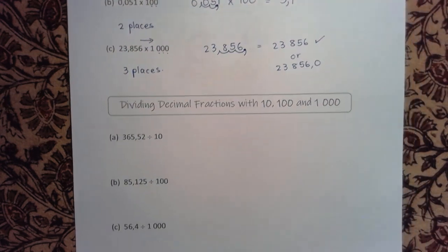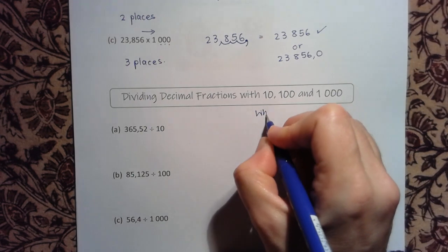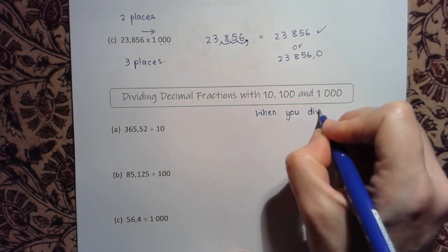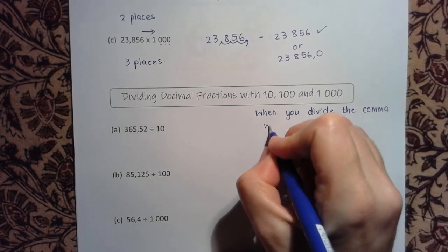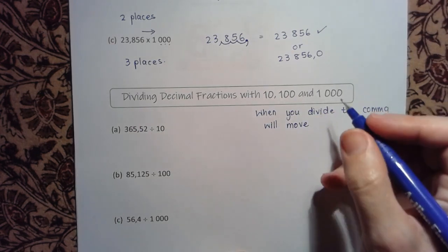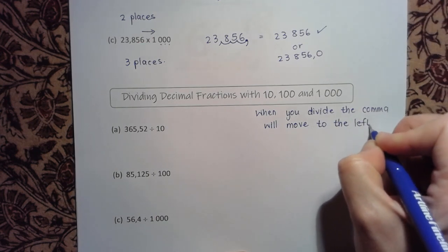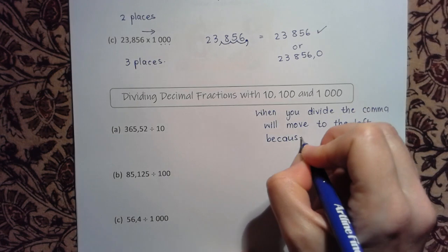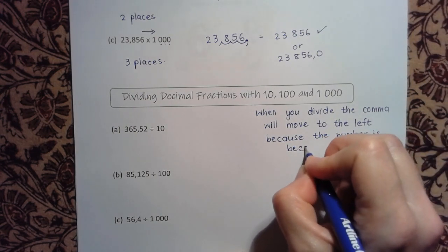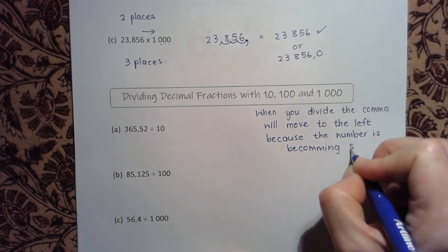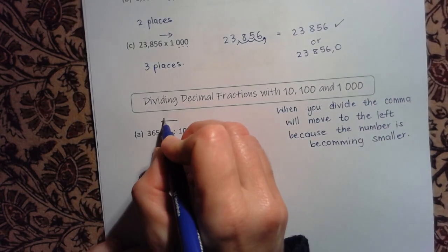Okay, so now division is just the opposite of that. Instead of going to the right, moving to the right, it's going to move to the left. Okay, so when you divide, the comma will move, and now to the left, because the number is becoming smaller, or getting smaller.